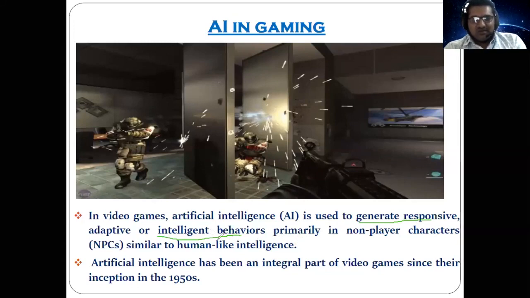So in video games also, artificial intelligence is utilized to generate responsive or intelligent behavior in non-player characters, that is called an NPC, similar to human-like intelligence. Means nowadays players are available in games who can play just like a human opponent. Got the point? That is nothing but the point I want to make. Yes, all of you?